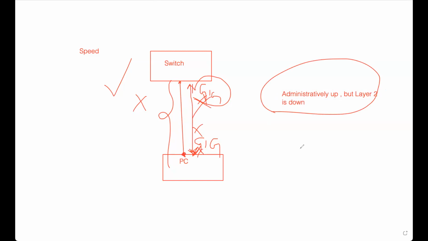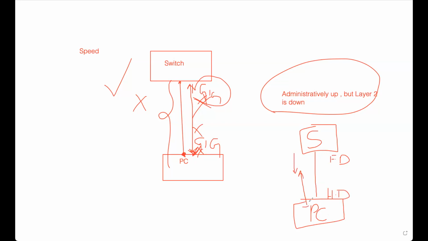Similarly, let's say there is a switch and there is a PC. Let's say this is full duplex and this is half duplex. You know what the difference between half duplex and full duplex is already, right? When the PC is sending the data and waiting for the switch to send back, it only works in one direction, that is called half duplex. But full duplex means sending and receiving the data at the same time. That is called full duplex. If there is a duplex mismatch on both sides, then the interface will not come up.